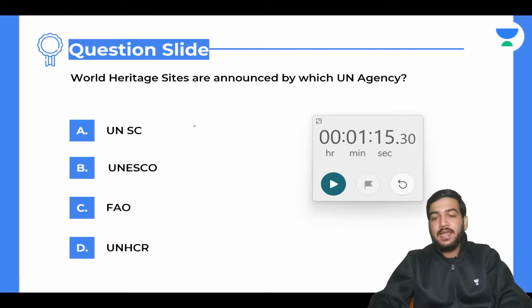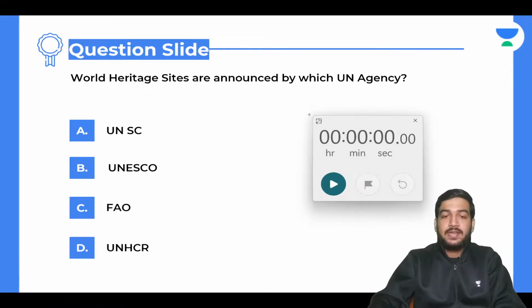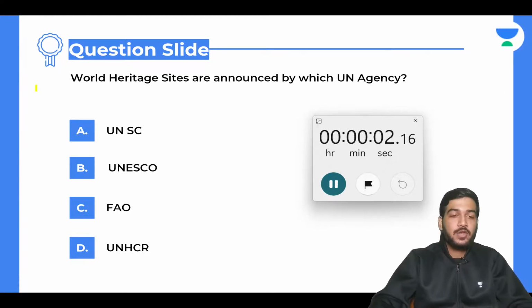Okay, then next, World Heritage Sites are announced by which United Nations agency? Is it A. United Nations Security Council, B. UNESCO, United Nations Educational, Scientific and Cultural Organization, C. Food and Agriculture Organization, or D. UNHCR, High Commission for Refugees? A, B, C, D. A. UNSC, B. UNESCO, C. FAO, or D. UNHCR.